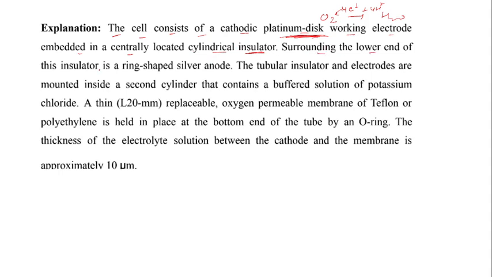Surrounding the lower end of this insulator is a ring shaped silver anode. If this is the cathode, then here it will be the insulator, and then finally a ring shaped electrode like that. So this is the perfect understanding. It is surrounding the lower end of this insulator, so this is the anode. This is the tubular insulator.